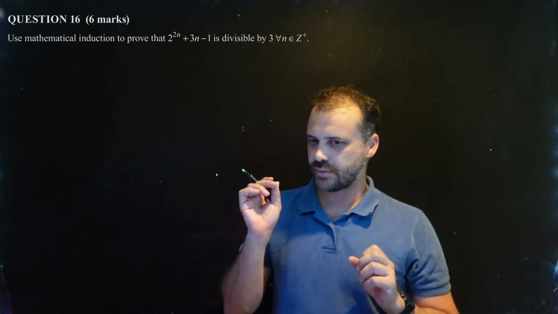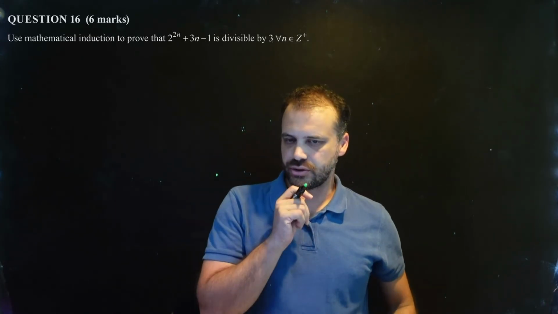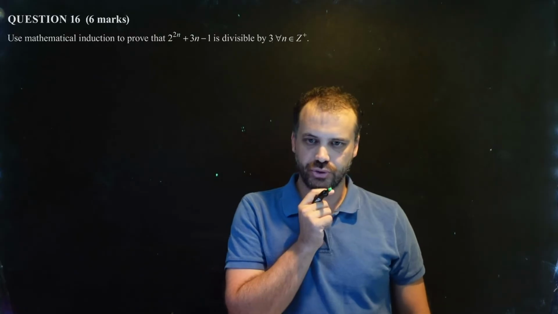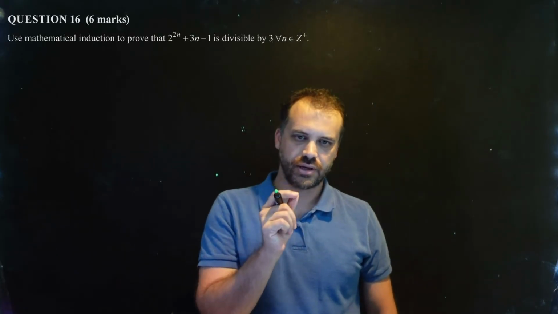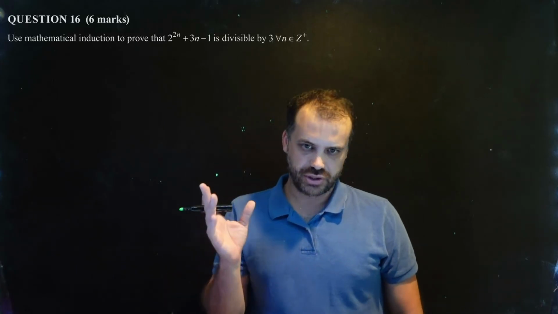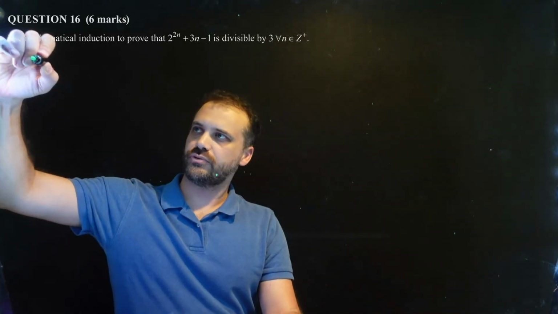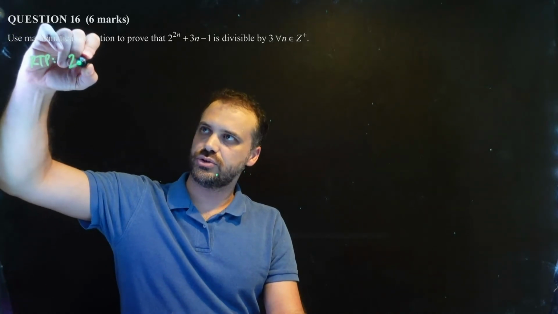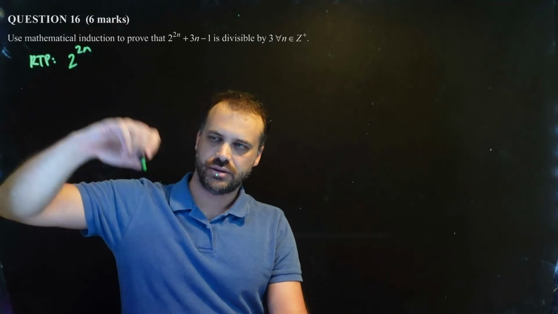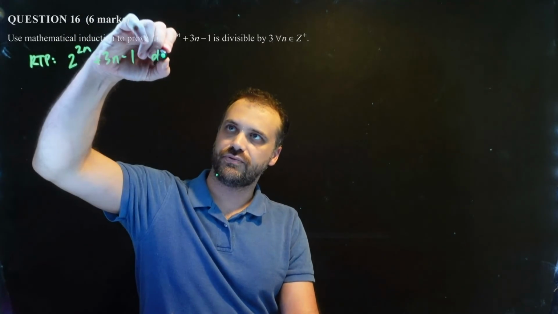Last question here, and probably one of the easiest question 16s I've seen. Use mathematical induction to prove that 2 to the 2n plus 3n minus 1 is divisible by 3 for all positive integers. Okay, so what are we required to prove? Required to prove that 2 to the 2n plus 3n minus 1 is divisible by 3.